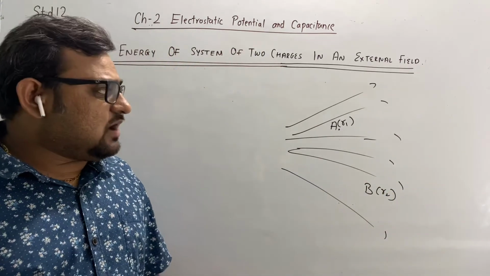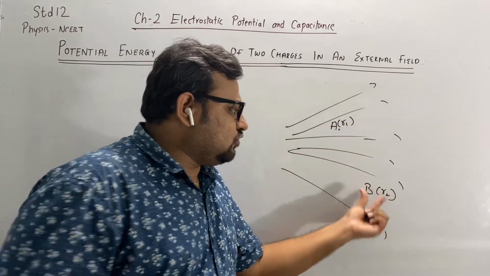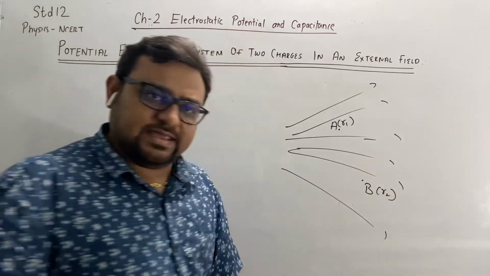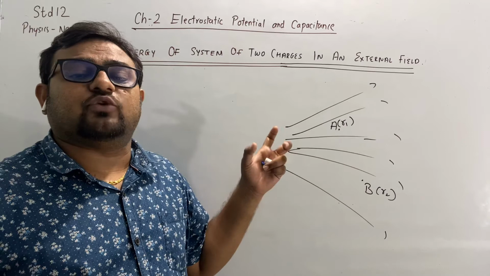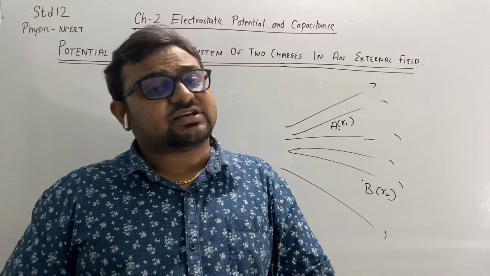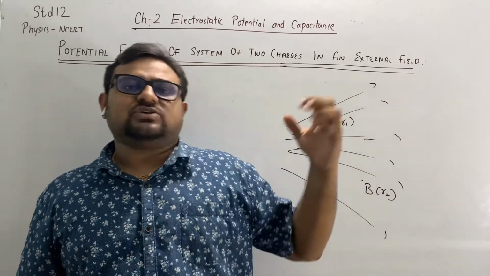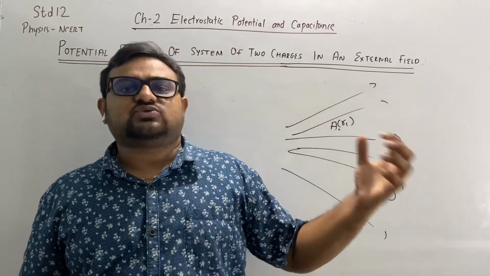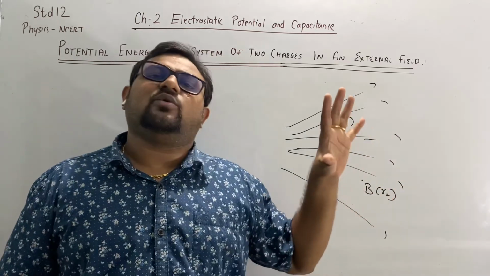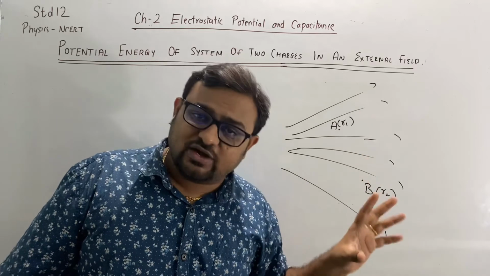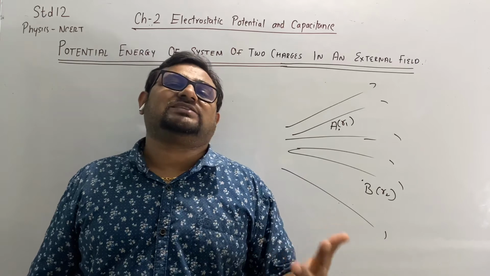Okay. Now I have to bring charge Q1 at point A and Q2 at point B. So that work done will be stored in the form of potential energy. In the previous case, there was no external field. So work done in bringing charge Q1 plus work done in bringing charge Q2 plus work done in bringing charge Q3. Similarly, we will solve this one, but the only change is here an electric field already exists.